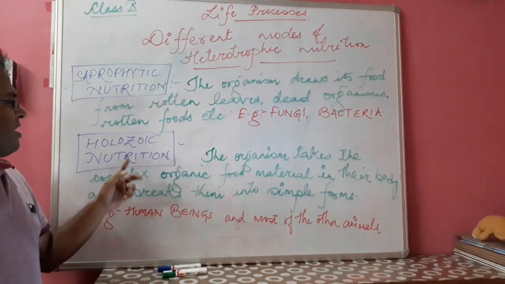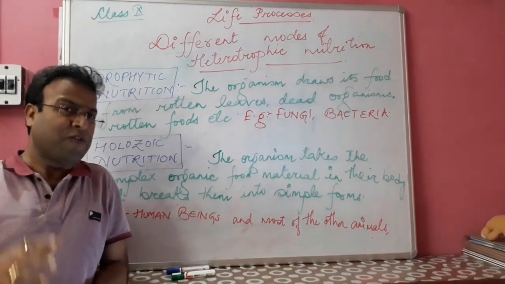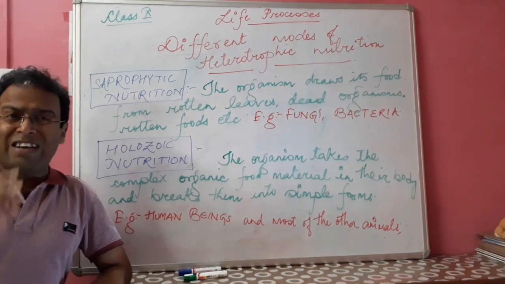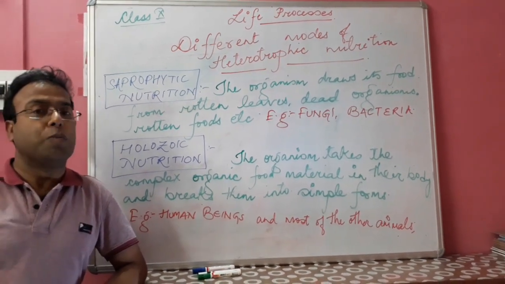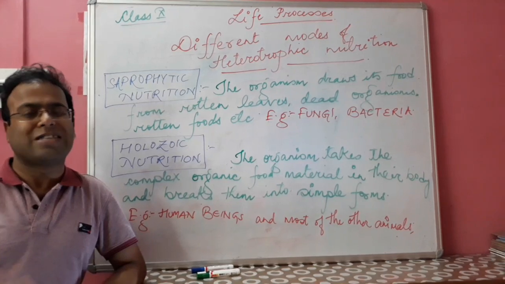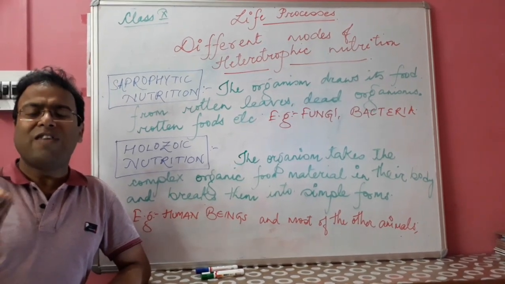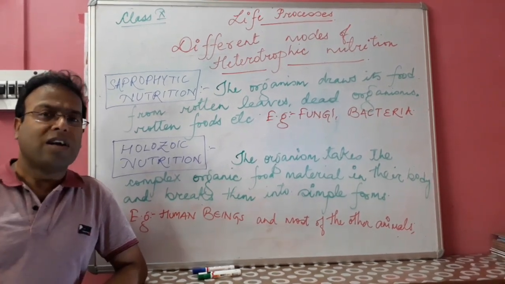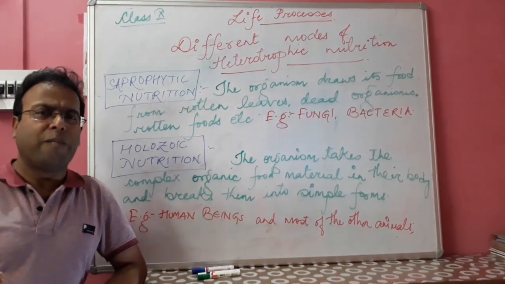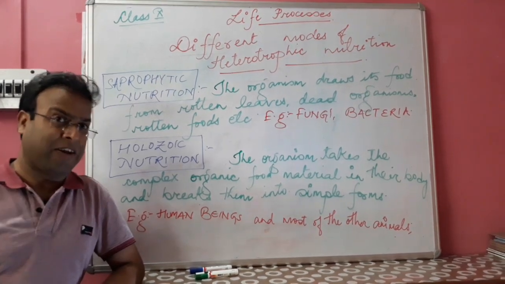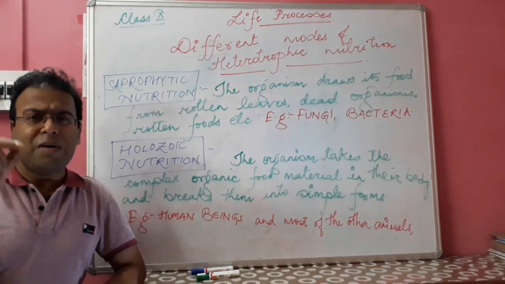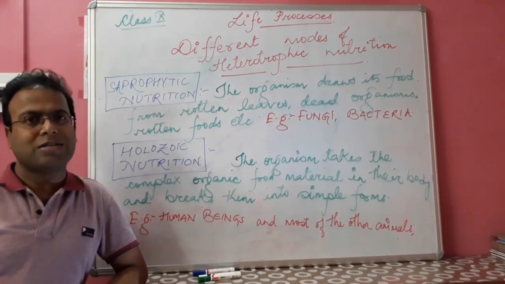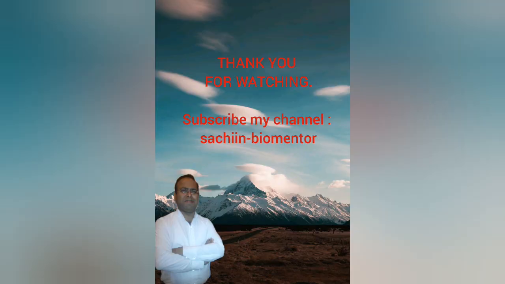Okay. Now I'll tell you about holozoic nutrition. But first of all, before coming into holozoic nutrition, let me tell you where it occurs. It occurs in humans. It occurs in animals, dogs, cats. Because we are taking food as a whole, and then the food, the complex organic food, is broken into simple form. The food which we take is complex organic, and it is broken into simple form, and this type of nutrition is known as holozoic nutrition.